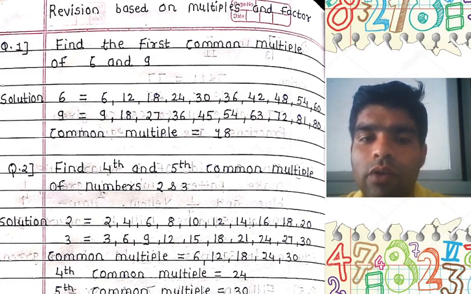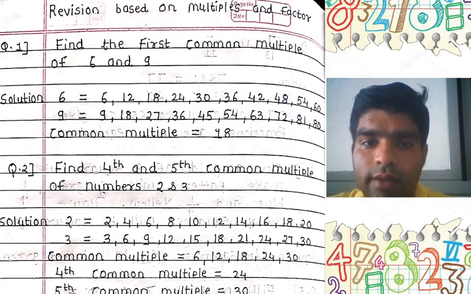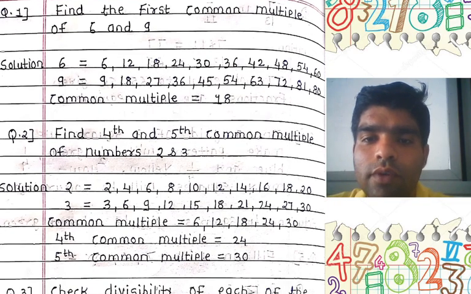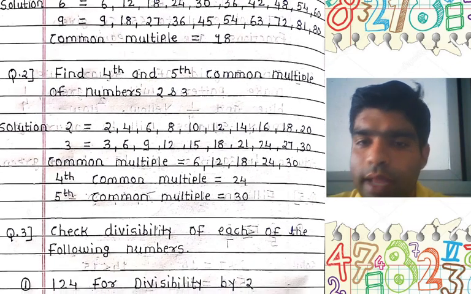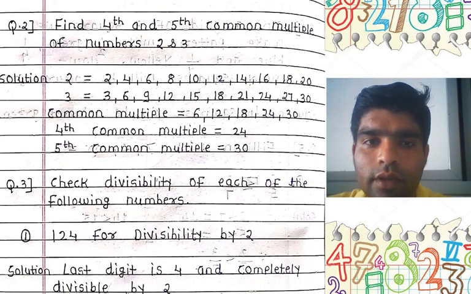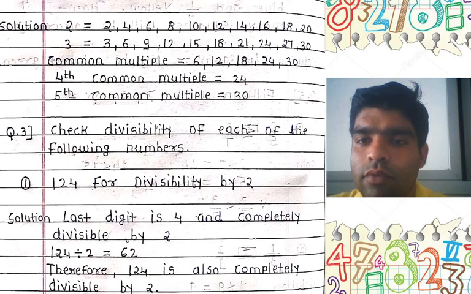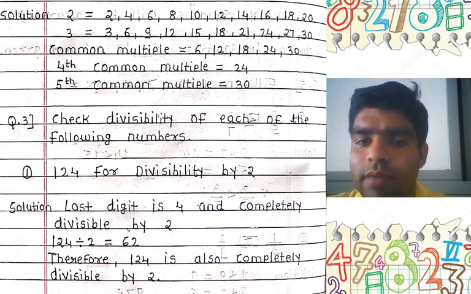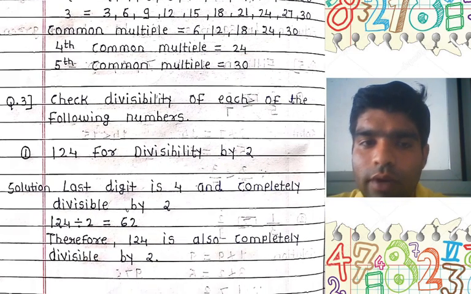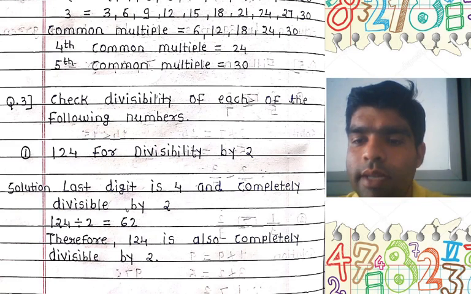Then we have to find out the fourth common multiple. We see that the fourth common multiple is 24 and the fifth common multiple is 30. This is the way we have to solve the example, and actually it is a simple example, not difficult. To find the common multiple of 2 and 3, we use a simple multiplication table. First of all we write the simple multiplication tables, and then we find out the common multiple of the numbers. Any number that is given to you, you can solve it using this method.